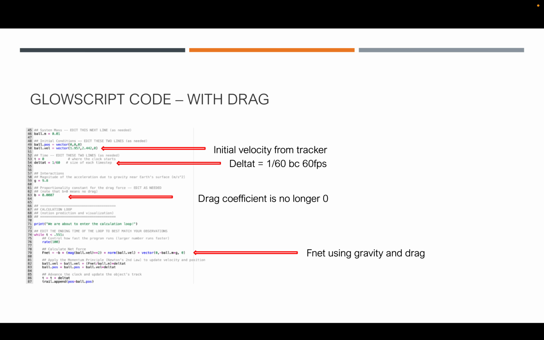And then I made a second computational model with all the same information except for the fact that the drag coefficient was no longer 0. This meant that drag is now accounted for in the net force, just like in the real world.